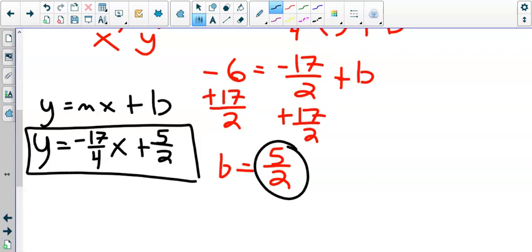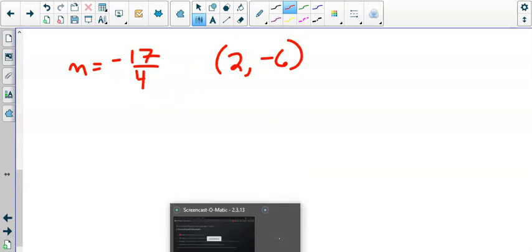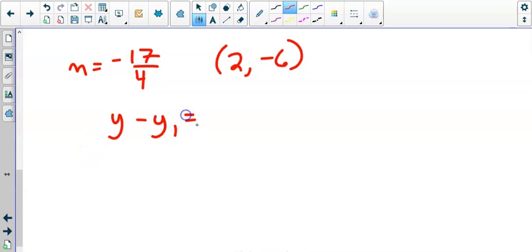Now, the other way that you could have done this: you already know that m was negative 17 over 4, and you chose the point 2, negative 6. There's another equation I told you that went along with all the information you have here. You have a point, you have a slope, you can plug into point slope. And this one, all you're going to do is distribute after you plug in the m, and then add or subtract the y1 to the other side, and you have your equation. You don't have to solve for b.